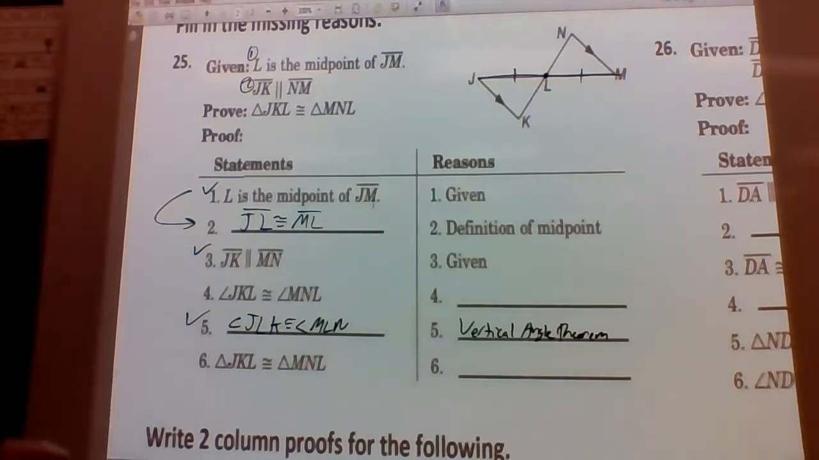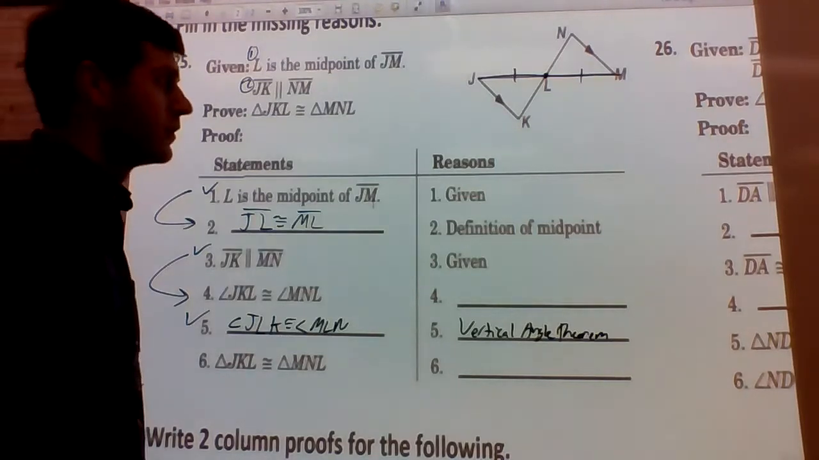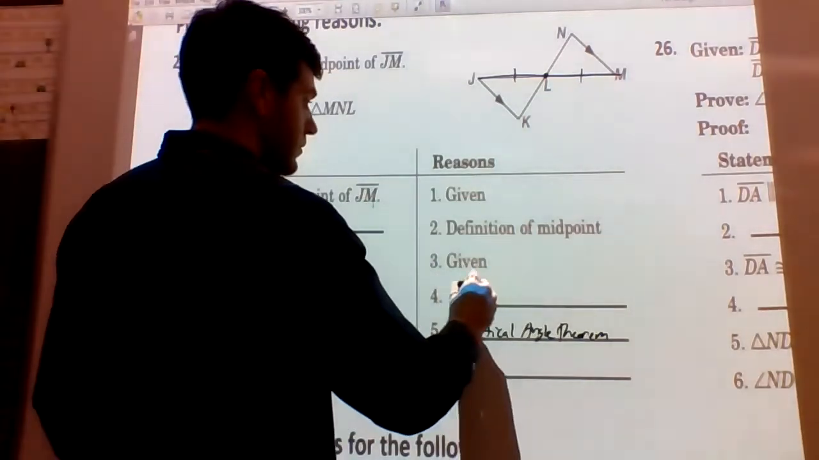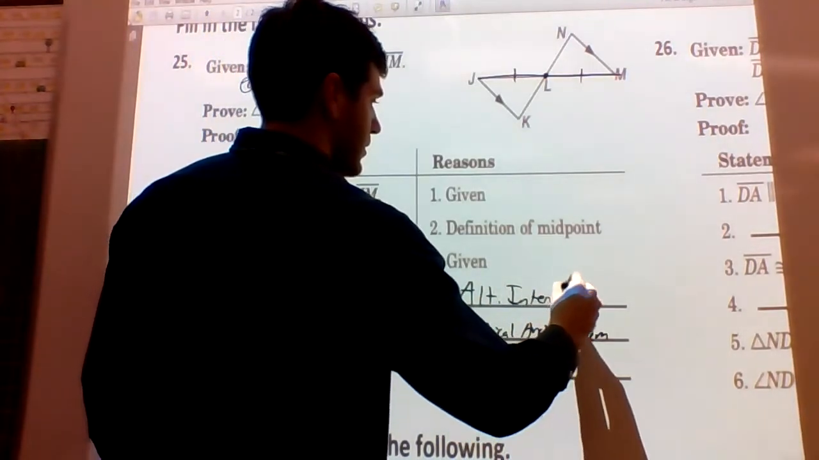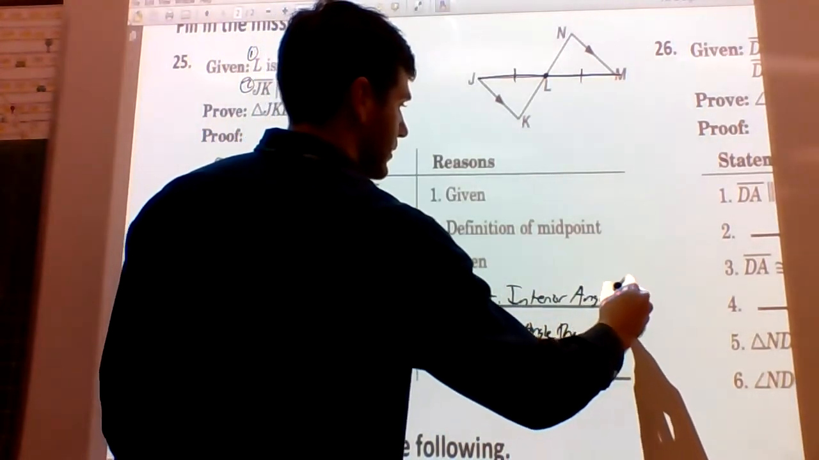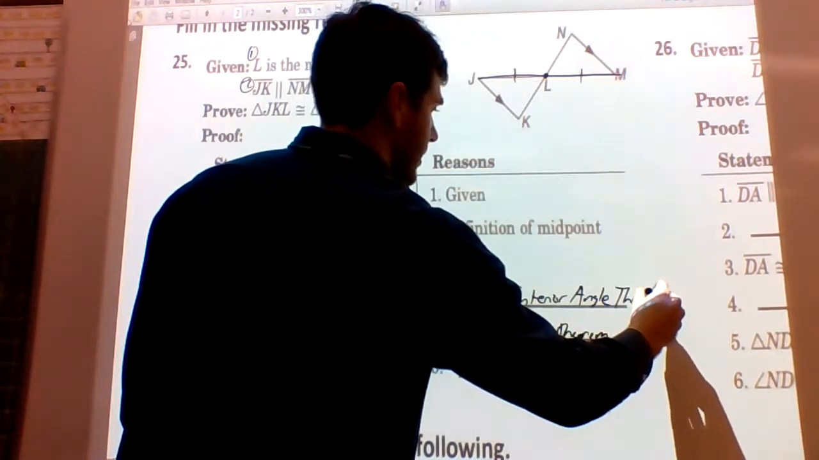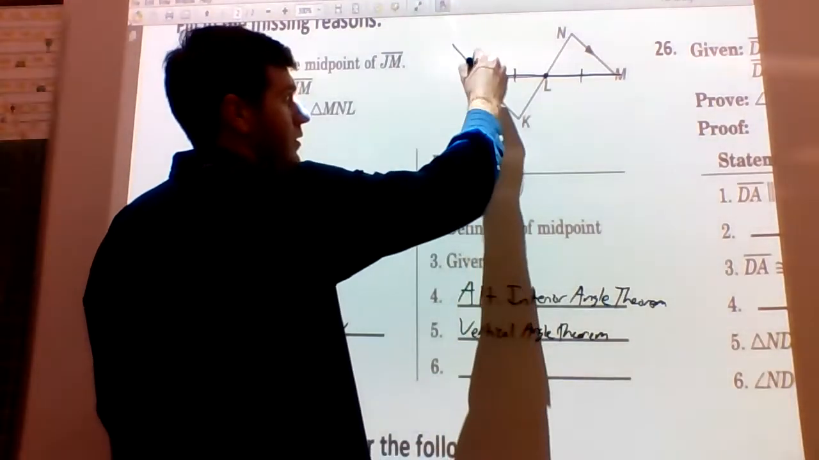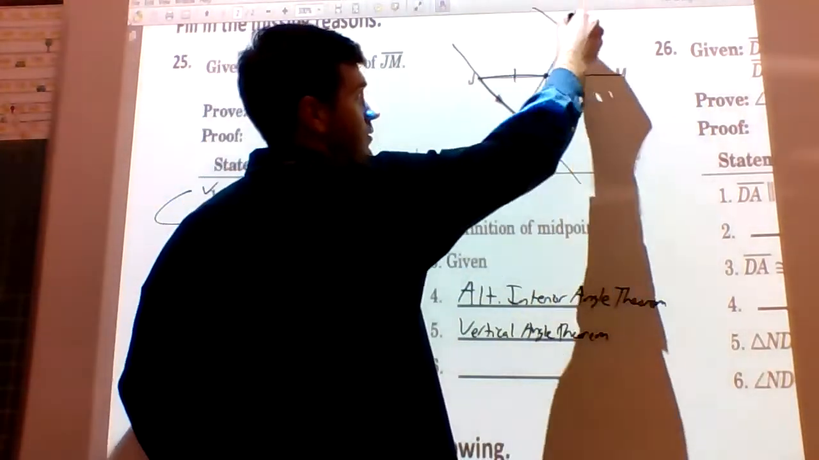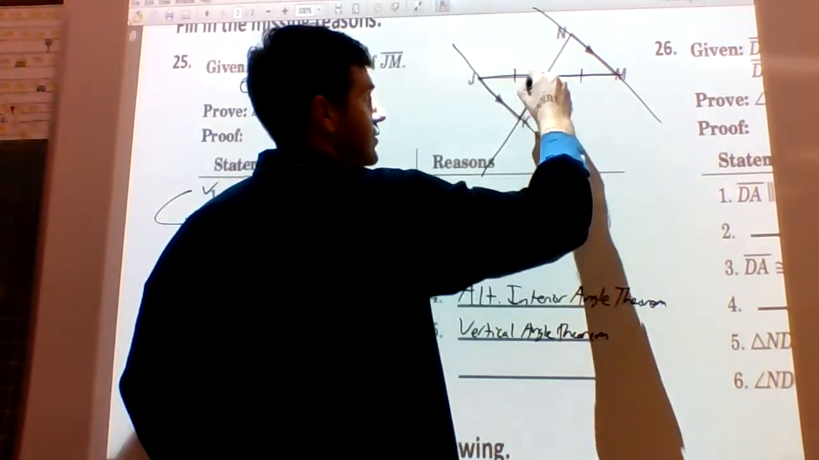Our second given we have is parallel lines. If we have parallel lines, we are looking for alternate interior angles. So alternate interior angle theorem, which says if the lines are parallel, then the alternate interior angles are congruent. So here we have 2 parallel lines. Here's our transversal.